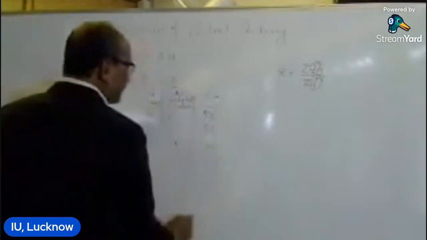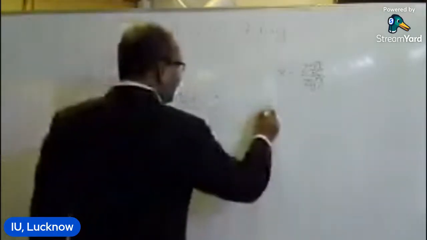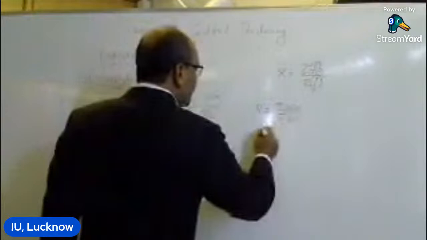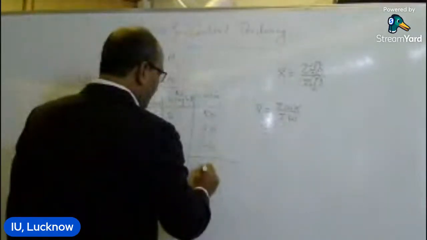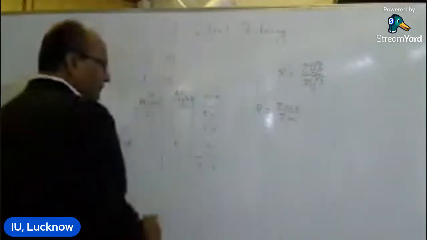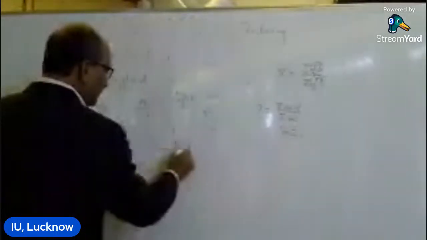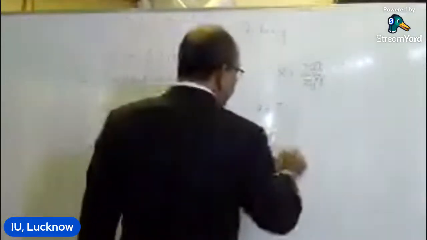So the arithmetic mean x bar is equal to the sum of wx divided by the sum of w. So this is 210. So 210 divided by the total weight, this is 9. So 210 divided by 9. So this is the weighted arithmetic mean.